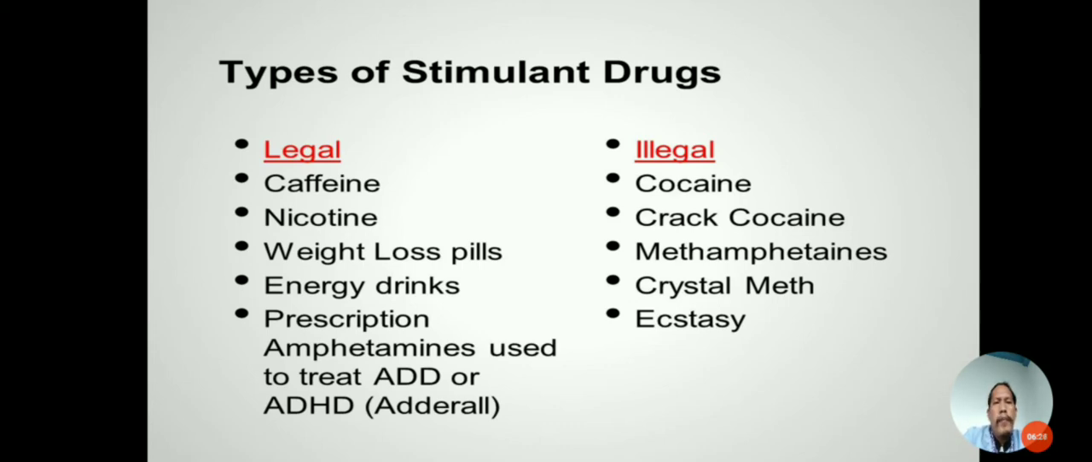These are some types of stimulant drugs. In legal, we have caffeine, nicotine, weight loss pills, energy drinks, and prescription amphetamines used to treat ADD or ADHD, such as Adderall. In illegal, we have cocaine, crack cocaine, methamphetamines, crystal meth, and ecstasy.